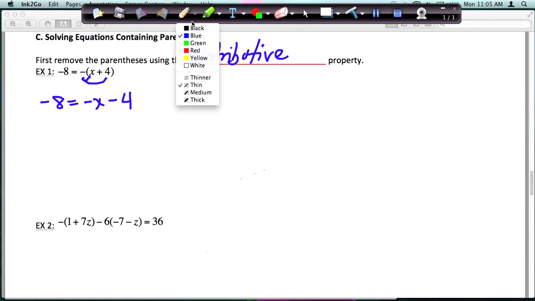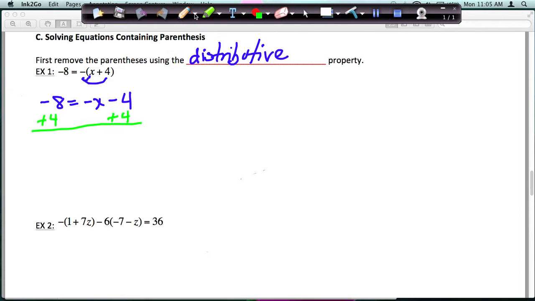And now I want to get the x term by itself, so I'm going to deal with this -4, and I'm going to add 4 to both sides of the equal sign. And when I do that, I get -8 plus 4 is a -4 equals a -x. And now you can't have a -x. I want to solve for x, not -x.